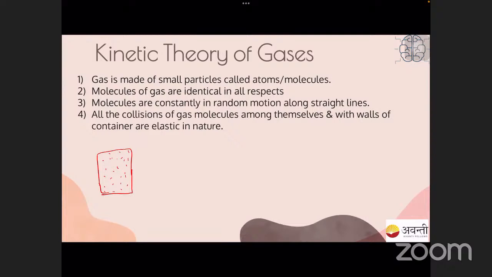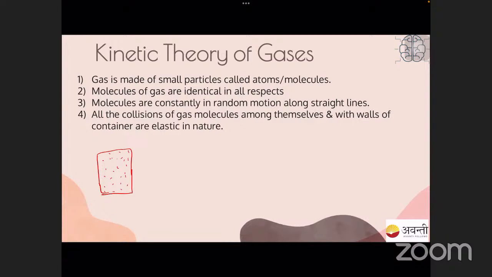Clear? Now, these molecules, what happens? Let's say you are taking nitrogen gas in the container. Now, each nitrogen molecule will be having the same property or different property, right? As they are the same atoms with same properties, they'll be having the same chemical and physical properties also. That's the second postulate.